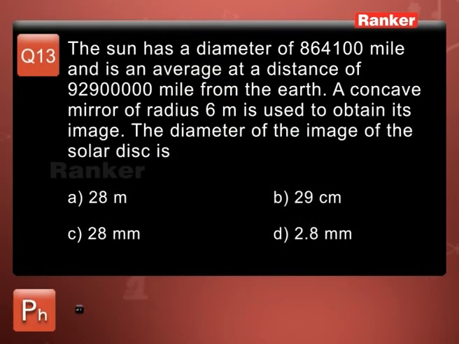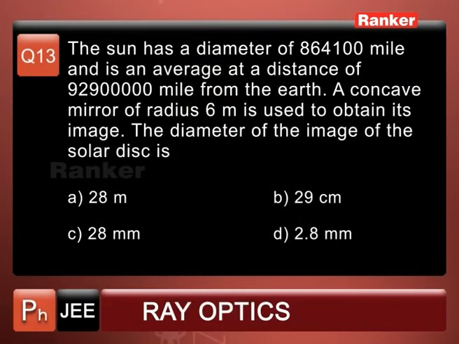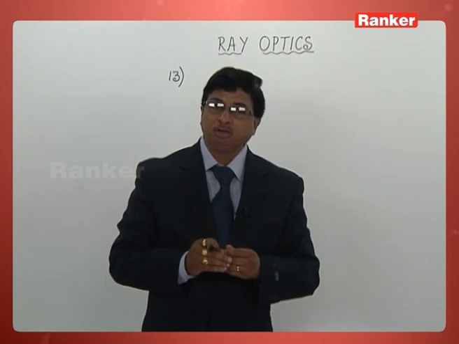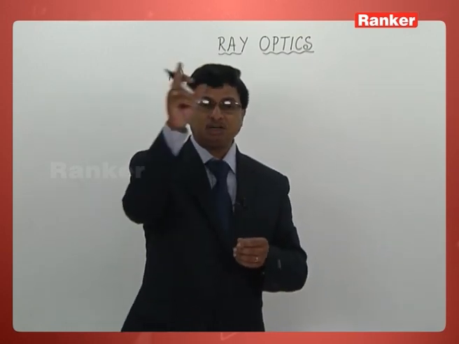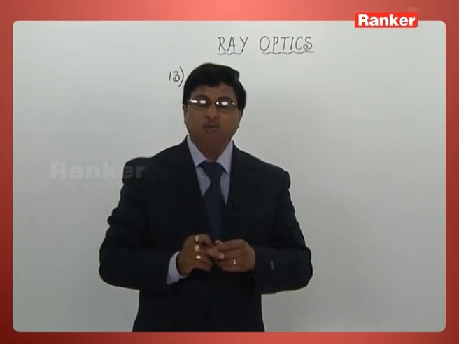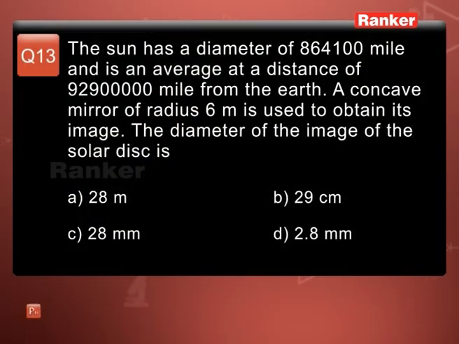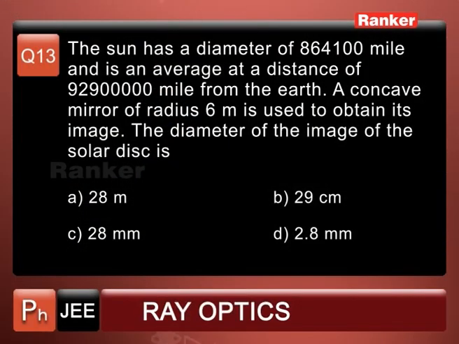Fine. What is the question he is asking? The diameter of the image of the solar disk is how much? Whatever the image of the sun we are going to observe, if you consider that to be a circular disk, what would be the diameter of that disk he is asking? And the options are given this way: 28 meter the first option, 29 centimeter the second option, 28 millimeter the third option, and 2.8 millimeter the fourth option.